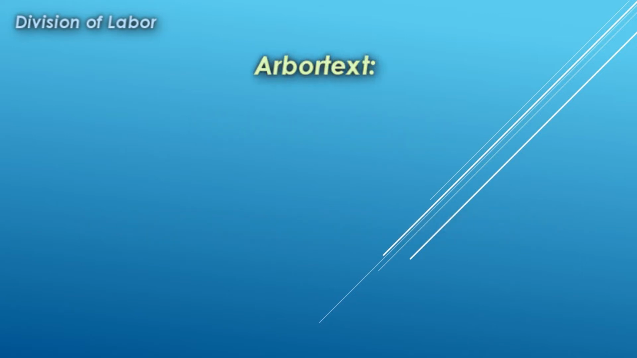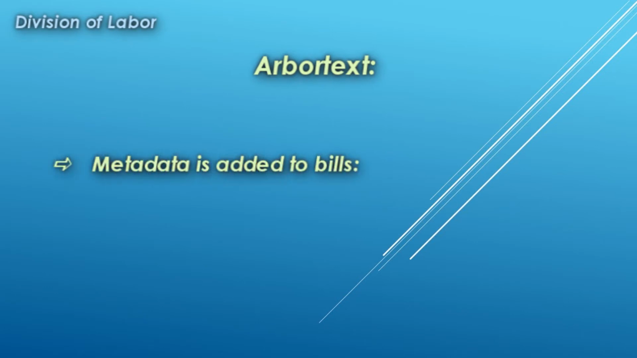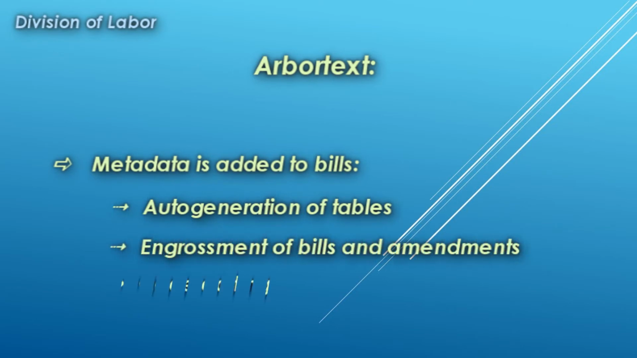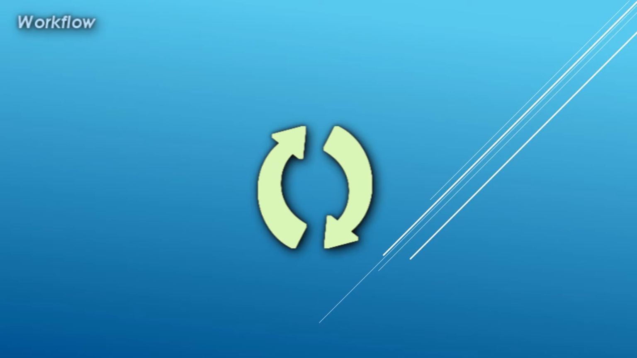In ArborText, through the use of tagging, metadata is added to bills for purposes of auto-generation of tables, engrossment of bills and amendments, and code editing. If drafters were required to work in ArborText, the bill drafting process would be slowed down and the chance of errors would increase. Additionally, allowing drafters access to the official code base increases the chances of corruption of the code base. As a number of different work groups are involved in the production of legislation, a set workflow is observed.